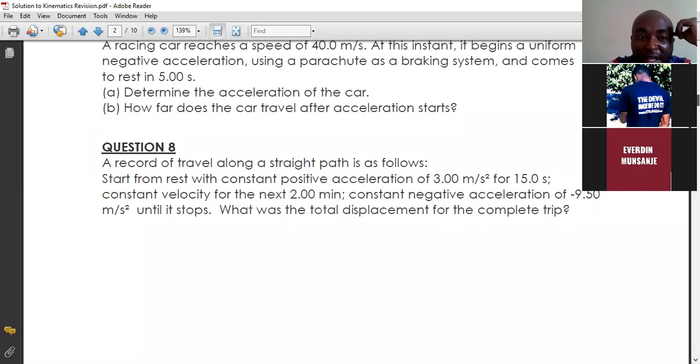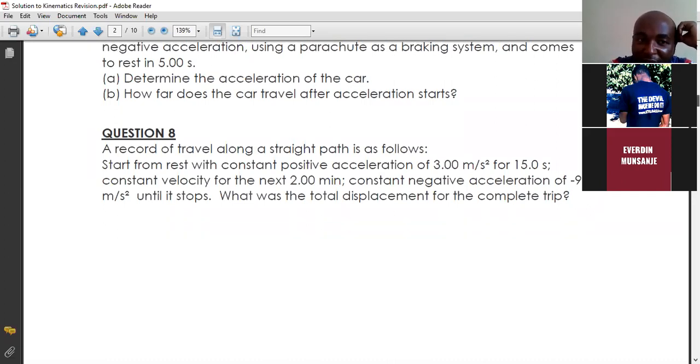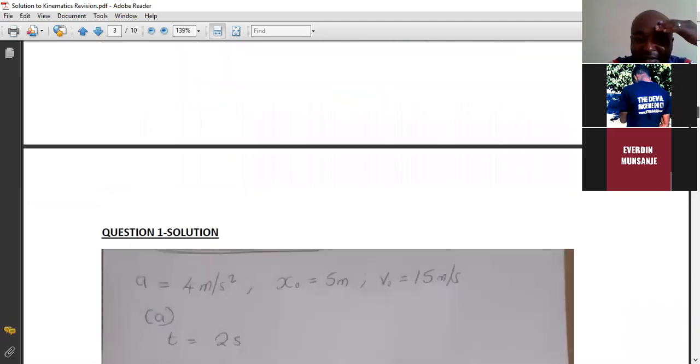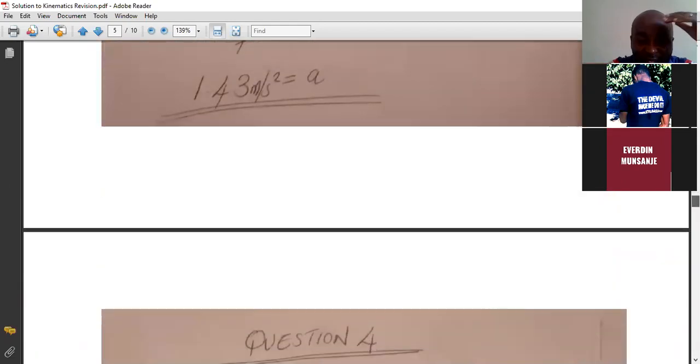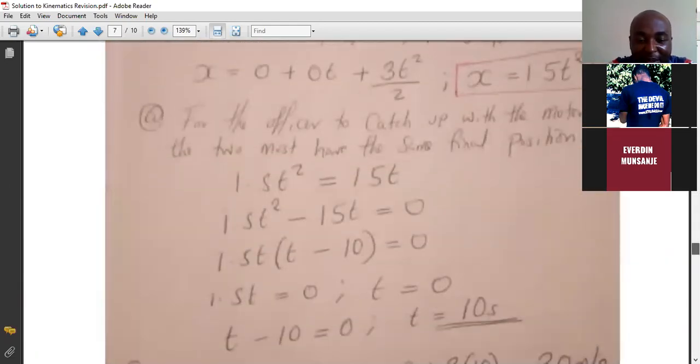So it comes to rest. So the final velocity V is zero. The initial velocity is 40. The time is 5. It's very straightforward. It's even nice to use the average here.